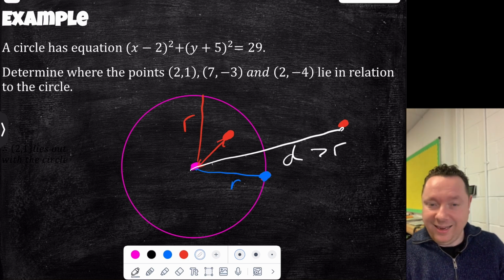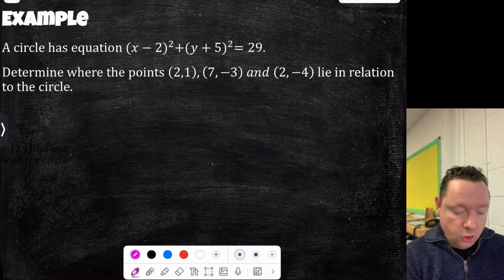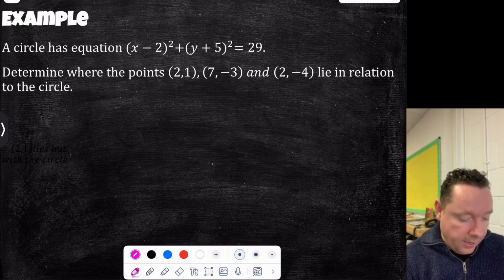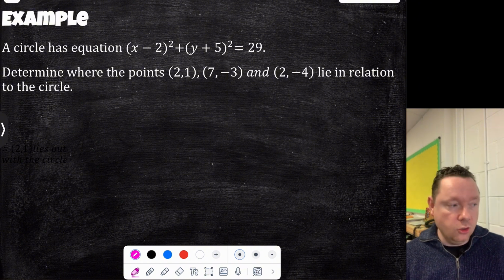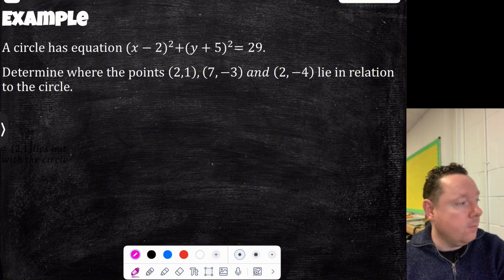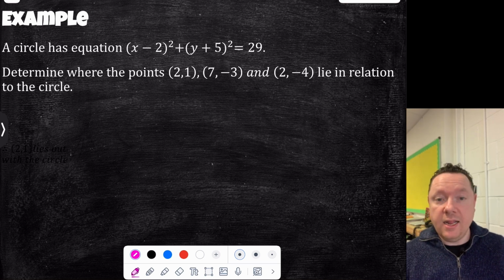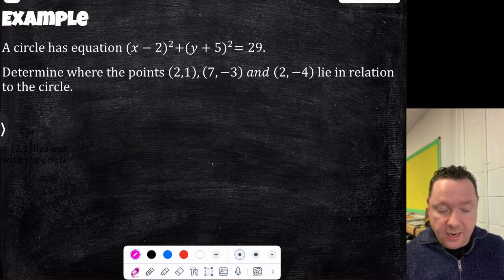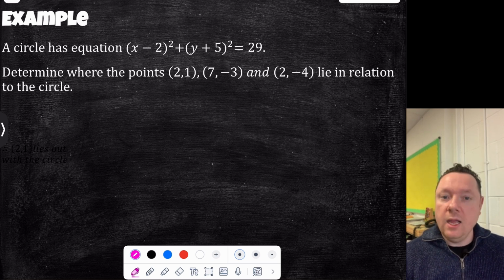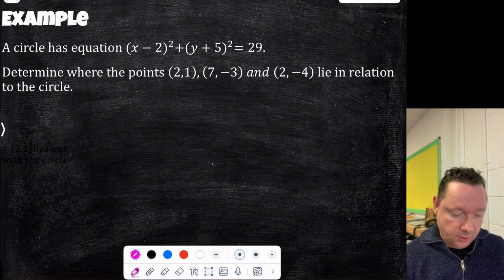Let's see that in an example. The circle has equation (x − 2)² + (y + 5)² = 29. Determine where the points (2, 1), (7, −3) and (2, −4) lie in relation to the circle. So all we need to do is check by subbing it in and see what you get. If you get an answer the same as 29, it's on the circle. If it's smaller, it's inside, and if it's bigger, it's outside.